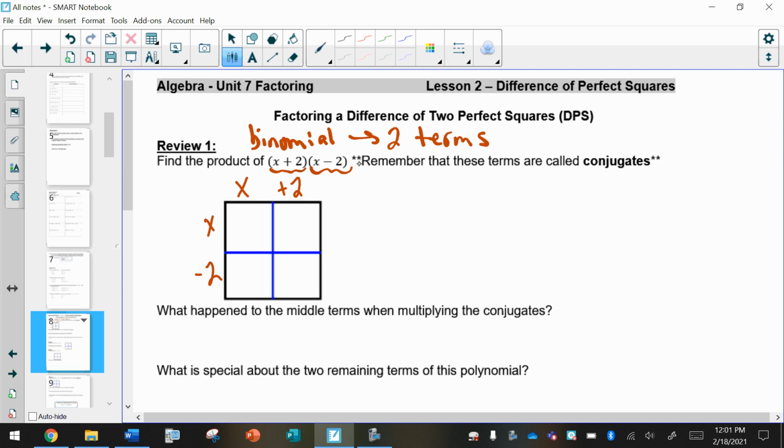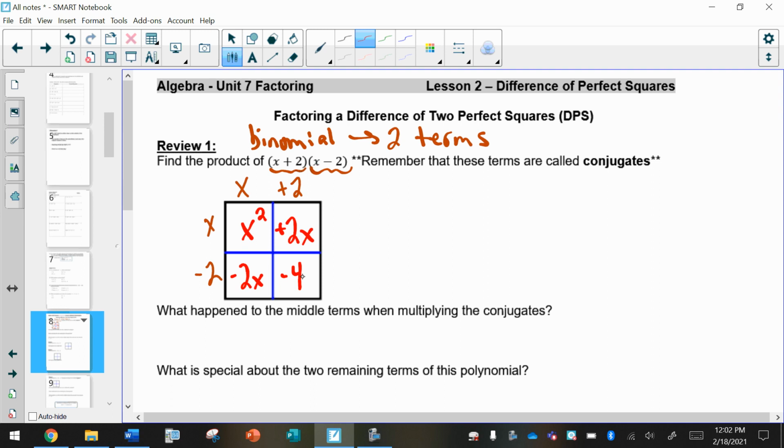So as we multiply these together, the box method is basically doing kind of like a multiplication table of the terms from each parentheses. So that means I do x times x to get x squared, and then x times 2 to get a positive 2x, and then x times negative 2 to get a negative 2x, and then positive 2 times negative 2 to make a negative 4.